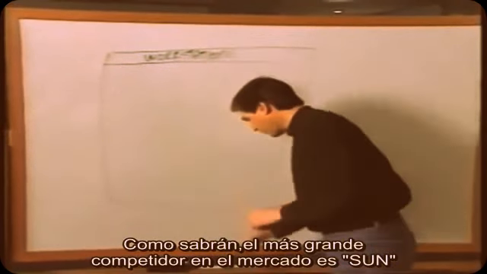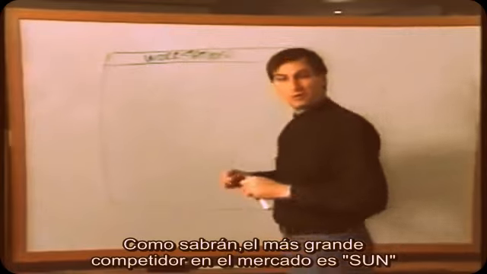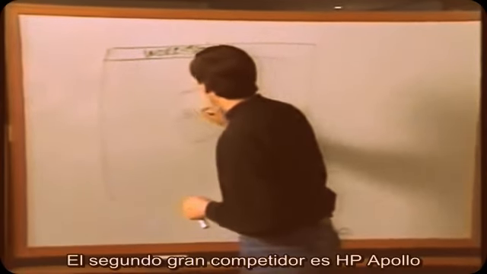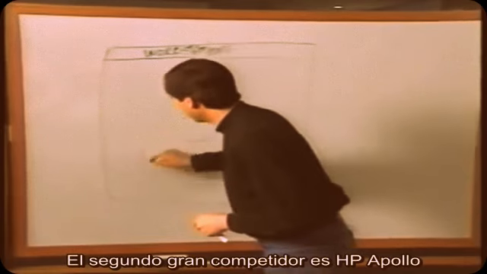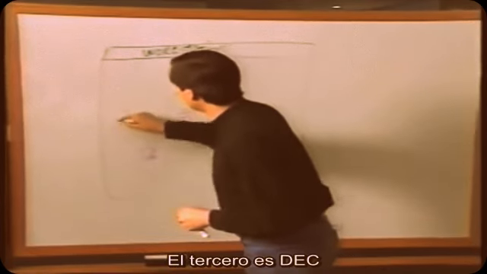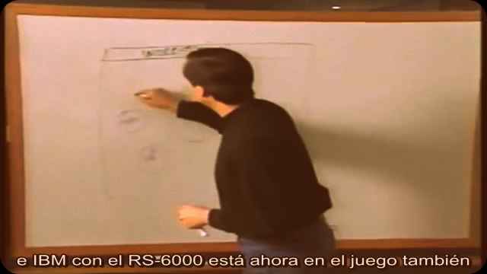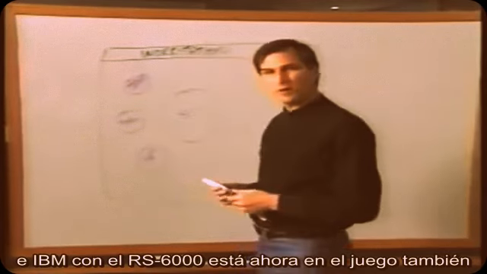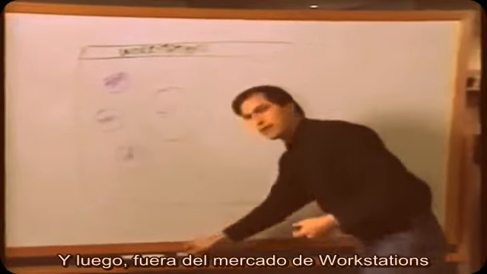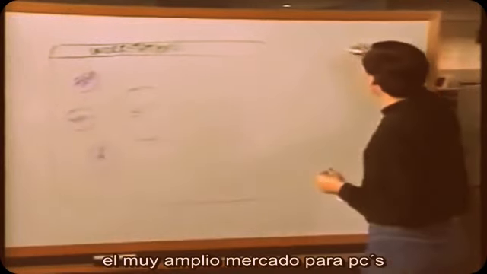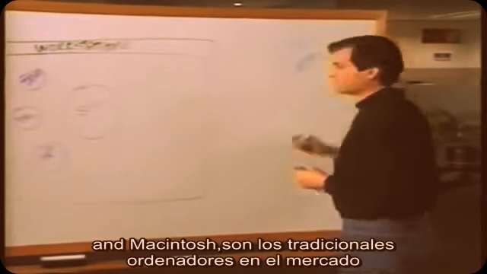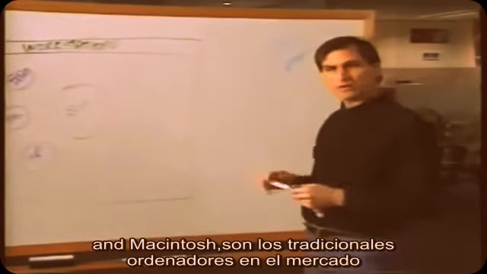And the biggest player, as you know, in the workstation marketplace is Sun. Second biggest player is HP Apollo. Third biggest player is DEC. And IBM with the RS-6000 is now in the game as well. And then, outside the workstation marketplace, the very large market for PCs and Macintoshes, the traditional personal computer market.